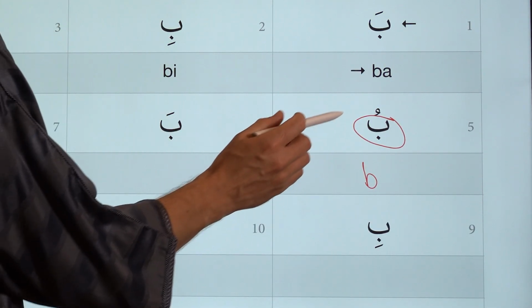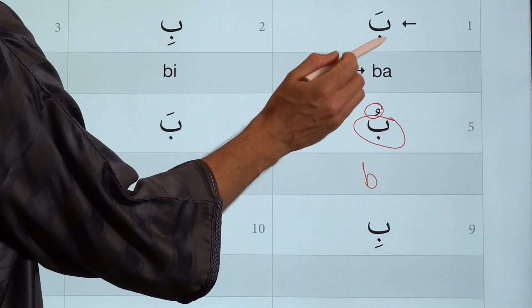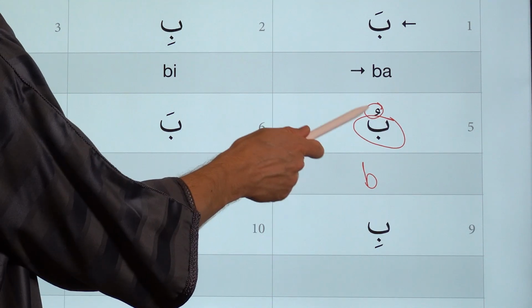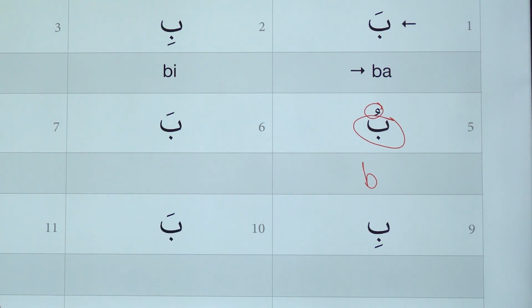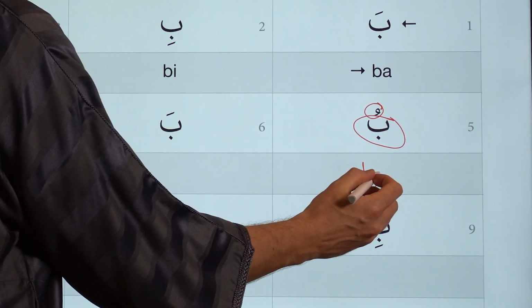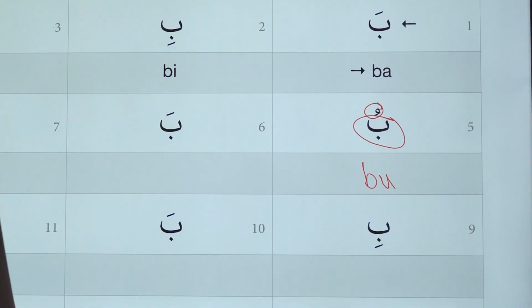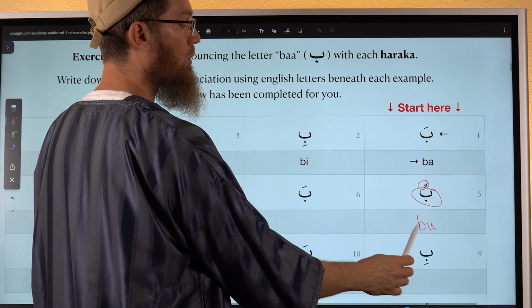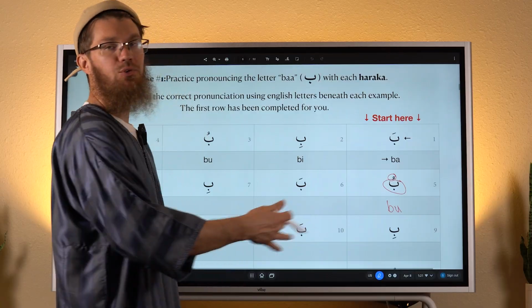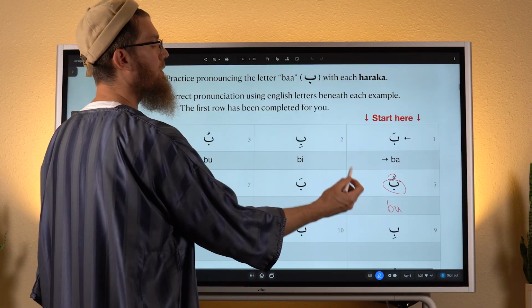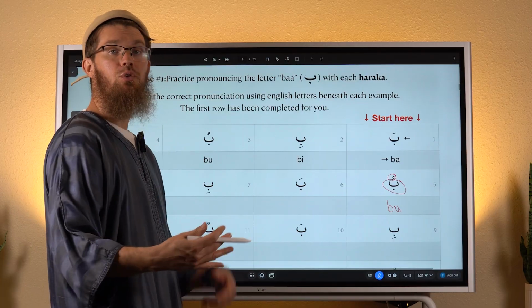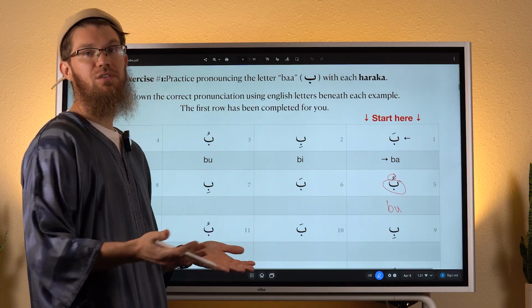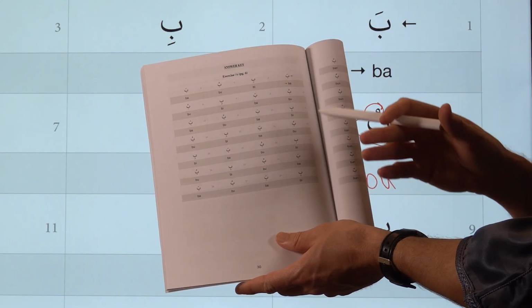Step number 2, we see a loop shape written above the letter ba, which means this is a dhamma that is represented by the English U. So how would we read this? We would read it as boo. And all that you do throughout these exercises is you just keep repeating this same pattern. It helps you memorize, and then once you finish, you or someone else can then check your answers. We even provided an answer key in the back of the book.